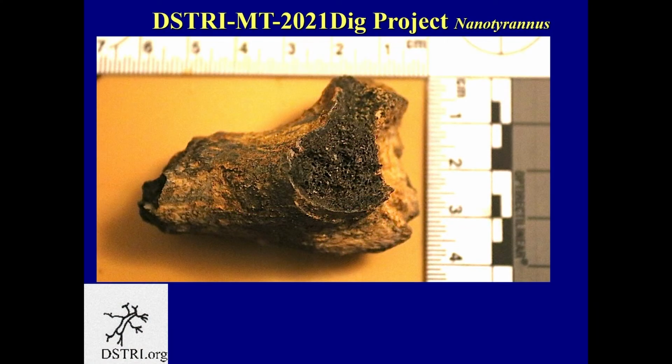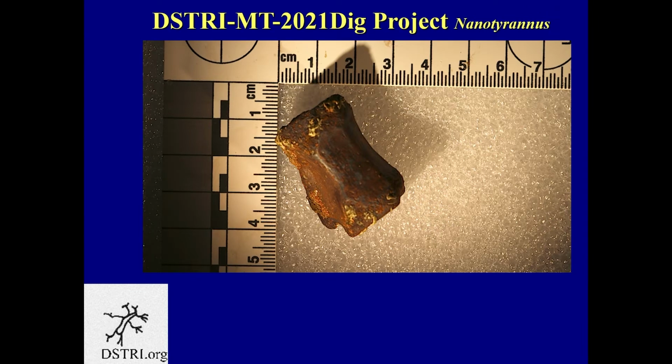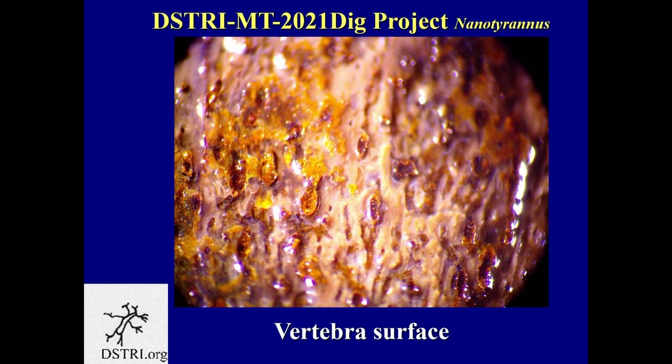This is a limb bone. You can see the trabecular bone inside where I broke this piece away. This is already yielding soft tissues. So this is a vertebra, Nanotyrannus vertebra. This is really producing some really interesting clots, which you're going to see. In fact, here they are.